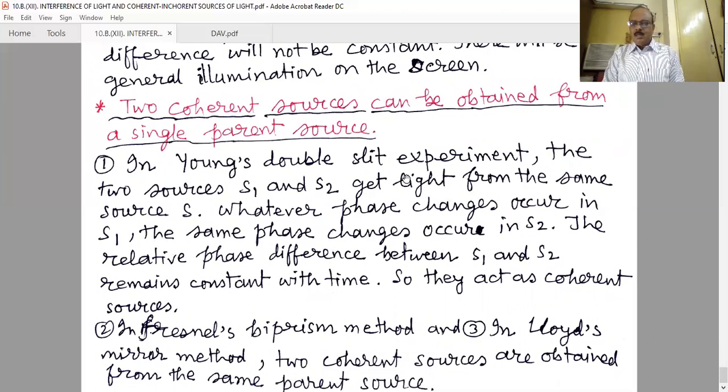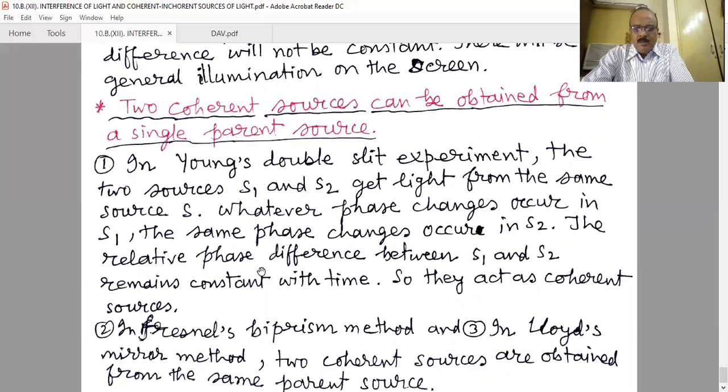In the Young double slit experiment, we take the two sources from the same wavefront. From the same wavefront we consider S1, S2, and therefore S1, S2 are always initially at the same phase. If there is a change, simultaneously there will be a change in S1, S2 also. So when they emit from the two slits S1, S2, they will always be in the same phase, and therefore there will be a constant phase difference with respect to time.